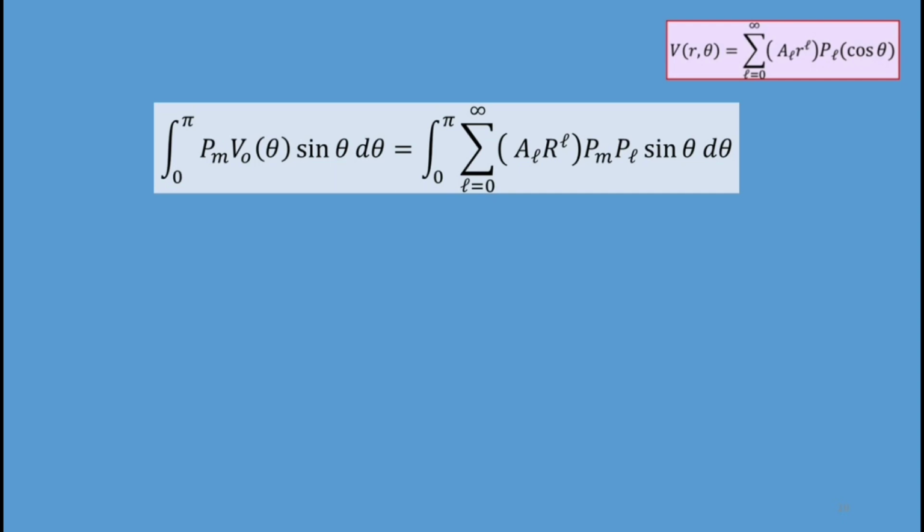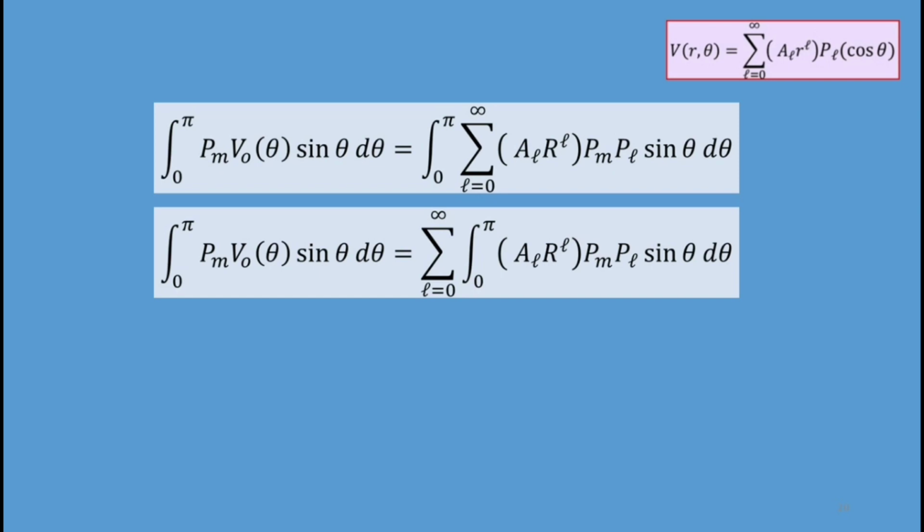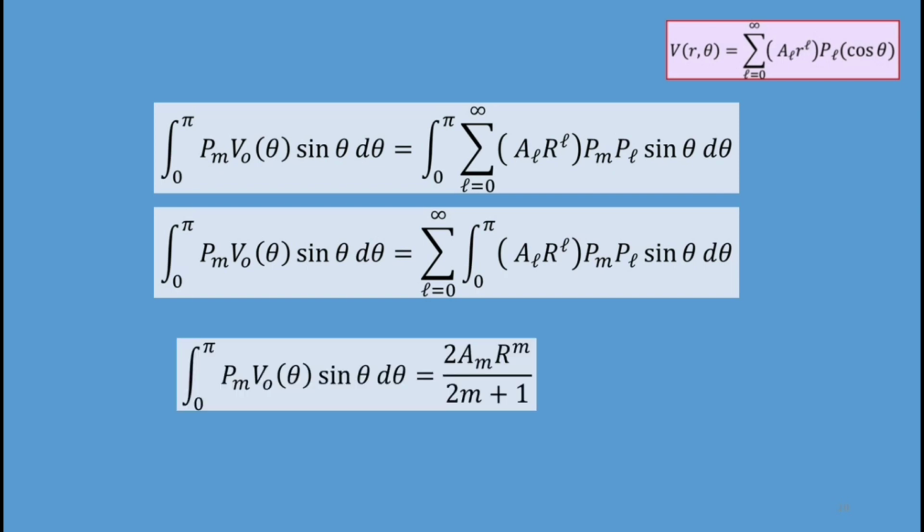Just write it like multiplying by sin theta and integrating with respect to theta in the limit 0 to pi. Okay, we just did this one. So now, the integral of P_m V naught theta sin theta from 0 to pi equals the sum of A_l r^l times the integral of P_m P_l sin theta d theta. So on the right-hand side we have the orthogonality condition.